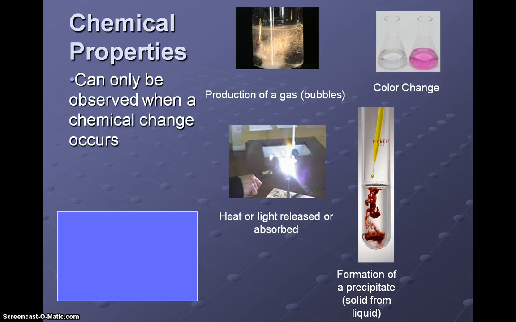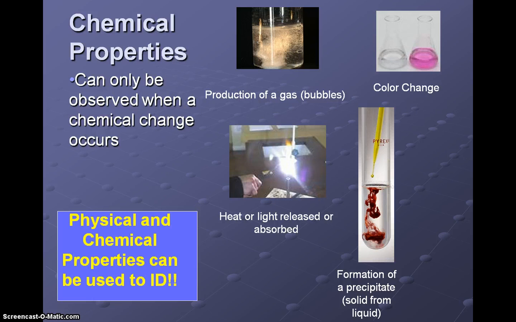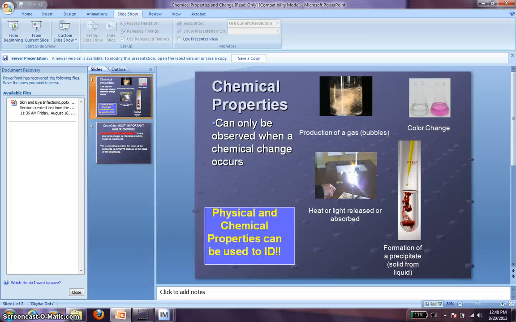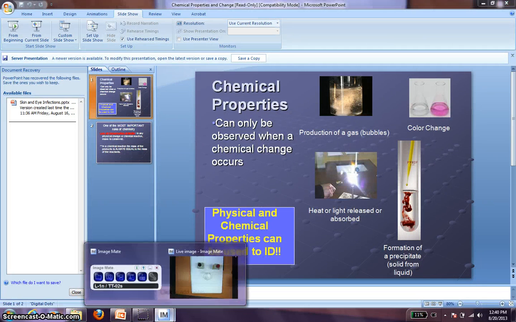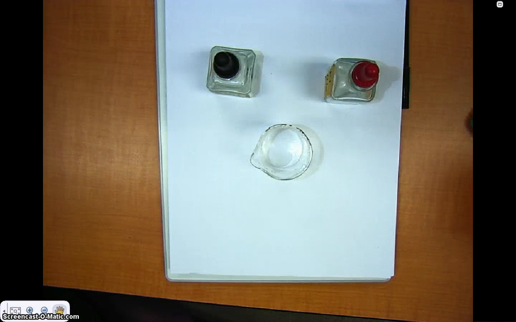A precipitate isn't like rain like you learn in earth science. A precipitate in chemistry is when a solid forms from 2 liquids. And in a second, I'm going to show you an example of this, since it's something you probably haven't seen before. So just keep in mind that both physical and chemical properties can be used to identify substances. So let's go ahead and take a look at the formation of a precipitate.